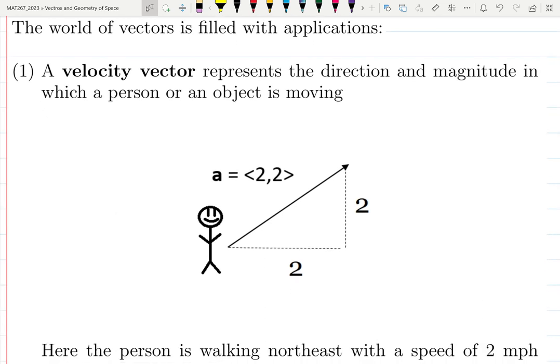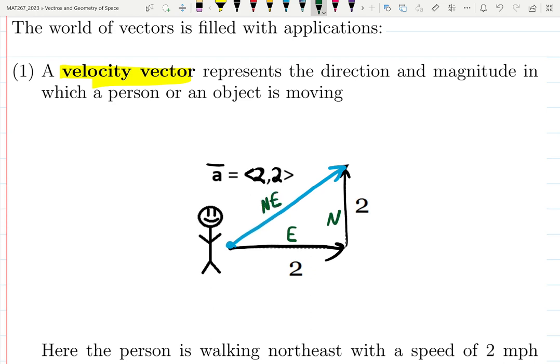The simple one is walking. That's from 2D. A velocity vector represents a direction and magnitude in which a person or an object is moving. If I'm moving 2 units to the right, then I will say A has 2 units first. Then the other 2 units, that means up. So the total will be diagonal, right? That's my vector A. If I wanted to move 2 units to the east, and then 2 units to the north, right, and up, then now I'm moving northeast. That's the idea here.